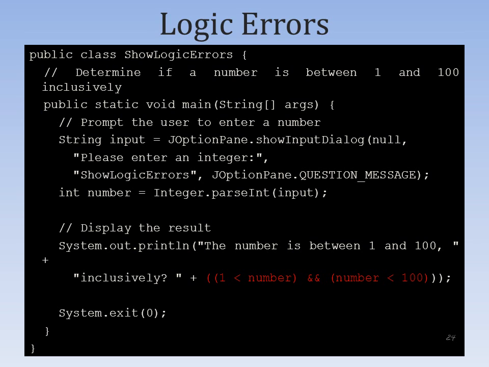So the red says, take a look at number. Is 1 less than the number? And is the number less than 100? If it is, then that's going to say true. What is the logic error here? Well, if we look up there, it says inclusive. So if my number is 1, the first part of that statement is going to be false, and so it'll give me a false if I enter 1, as well as if I enter the number 100.